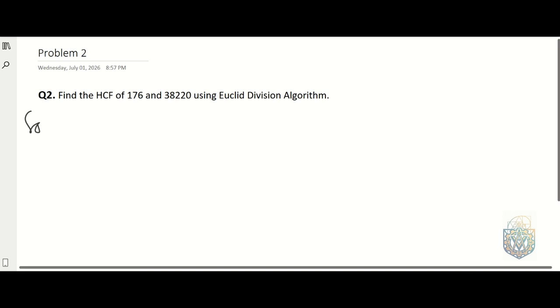So what is the solution for this? What is step 1? Step 1 is basically you have to find the highest number between 38220 and 176. Basically 38220 is the greatest number between the two, correct?